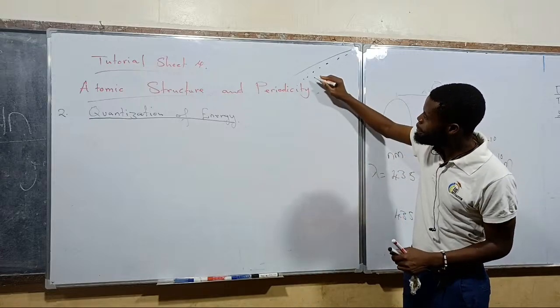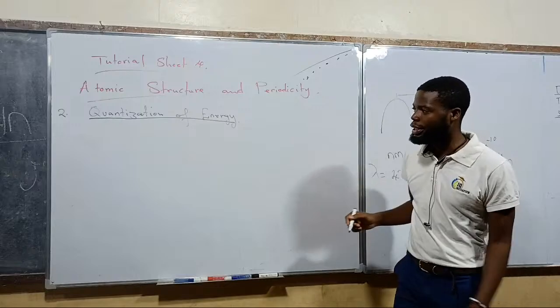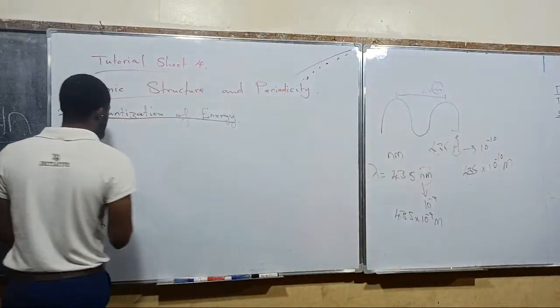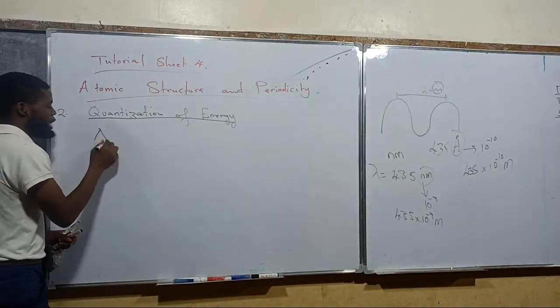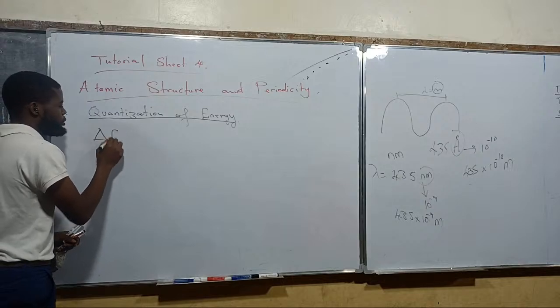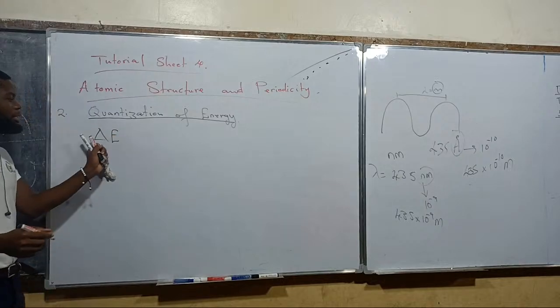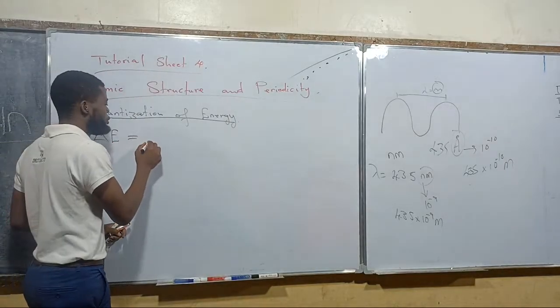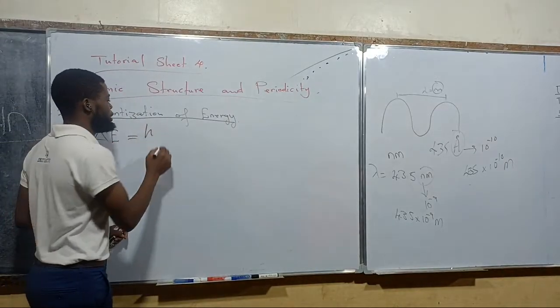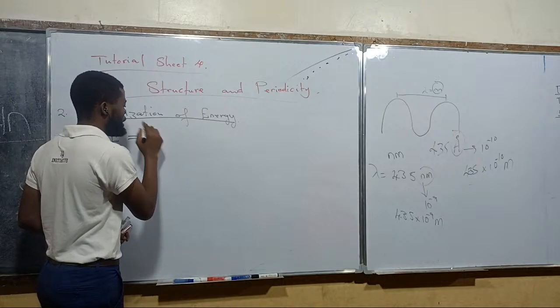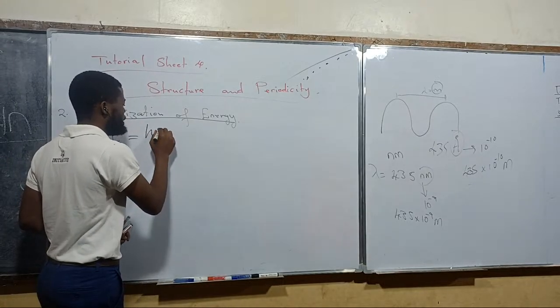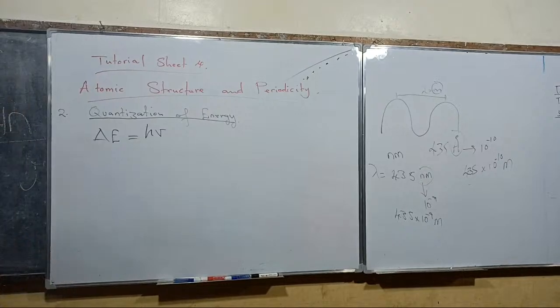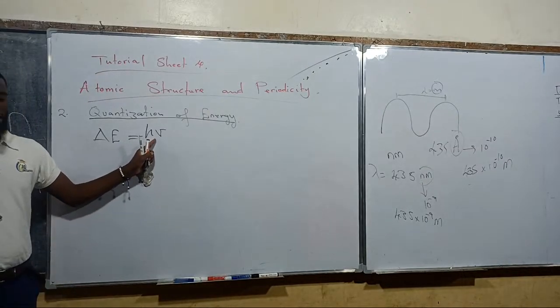Now the energy that is possessed by this single photon can be calculated using delta E. Delta means change. So change in energy is equal to h multiplied by the frequency. h is Planck's constant.